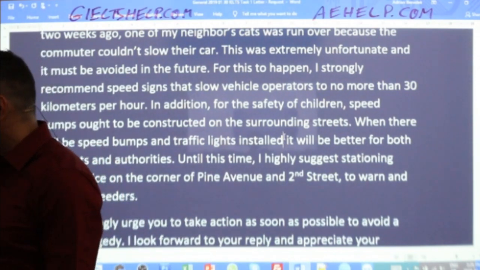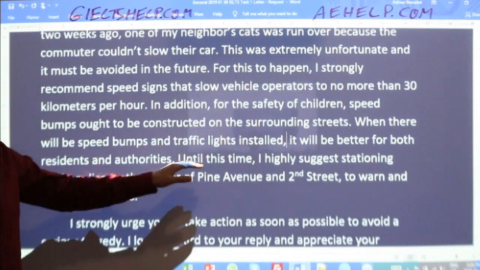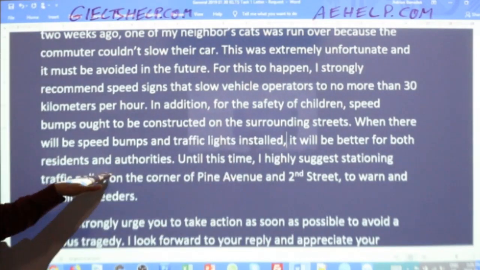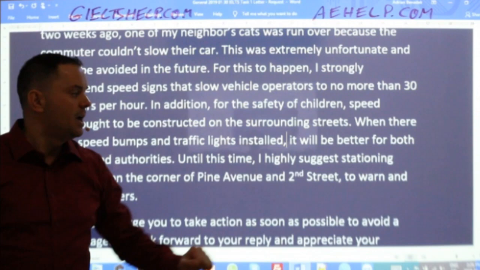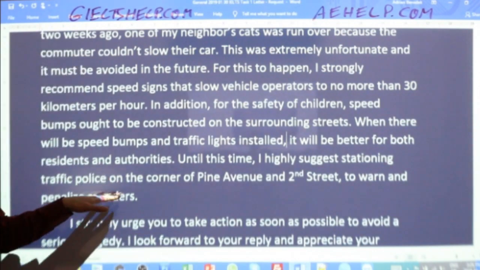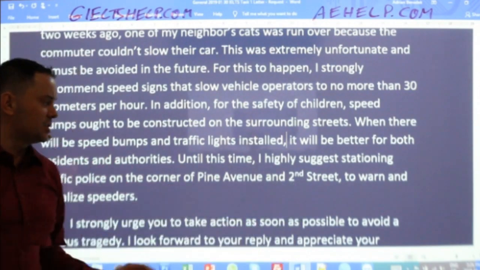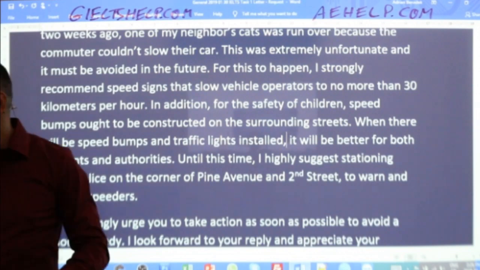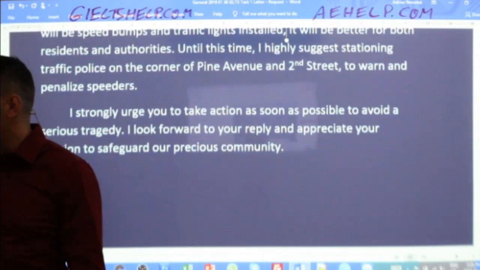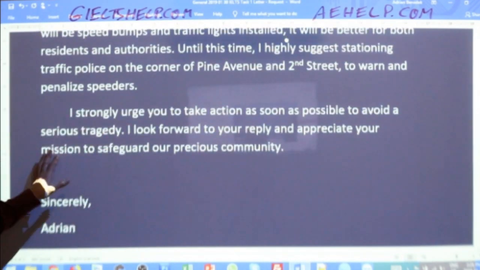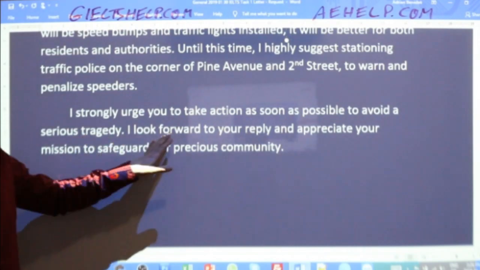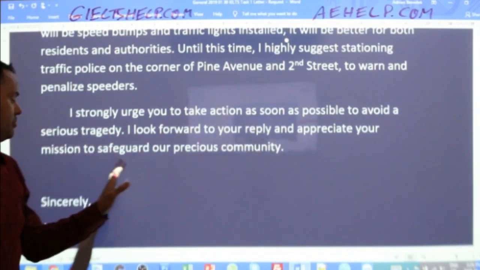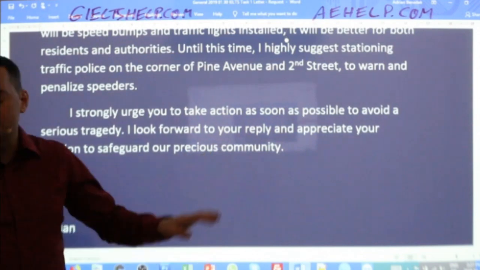This is what you want to do at home. It will be better for both residents and authorities. Until this time, I highly suggest stationing traffic police on the corner of Pine Avenue and 2nd Street to warn and penalize speeders. I strongly urge you to take action as soon as possible to avoid serious tragedy. I look forward to your reply and appreciate your mission to safeguard our precious community. Sincerely, Adrian. Okay.